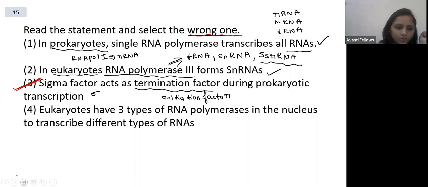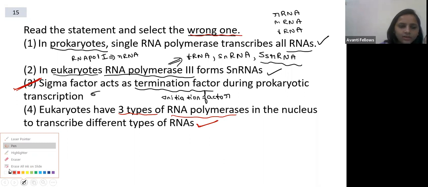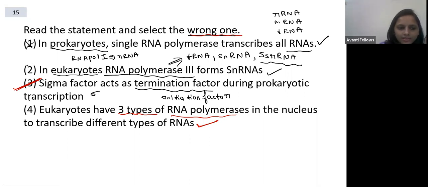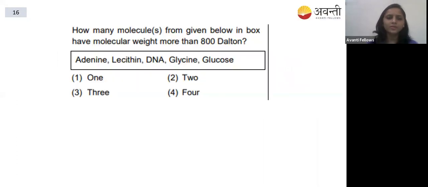So then coming to the 4th option, why is it correct? Okay. So let us see. Eukaryotes have 3 types of RNA polymerase in the nucleus to transcribe the different types of RNA. Yes. So eukaryotes have 3 different types of RNA polymerase. So that is also a correct statement. Okay. So that is the reason option 3 is the correct answer, whereas the others are wrong. Okay, guys, option 3 is the correct answer. Let us go into the 16th question.